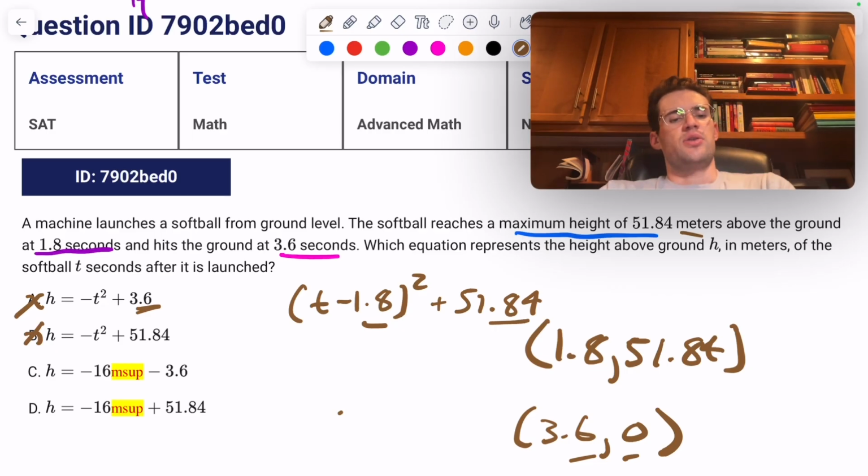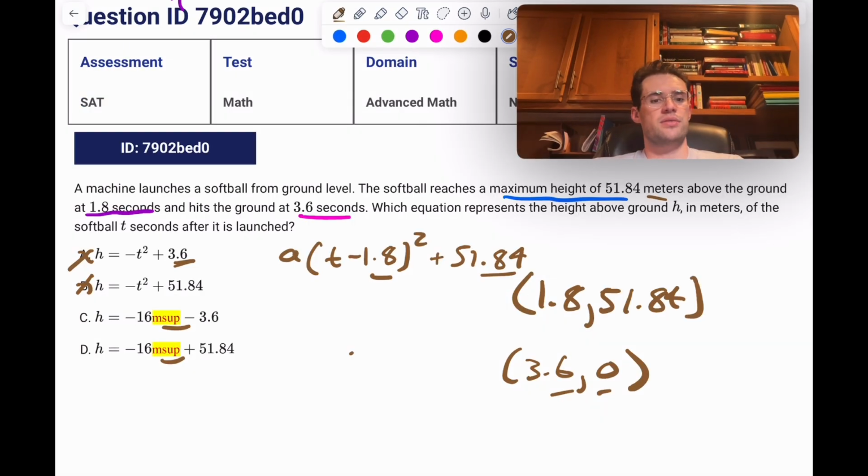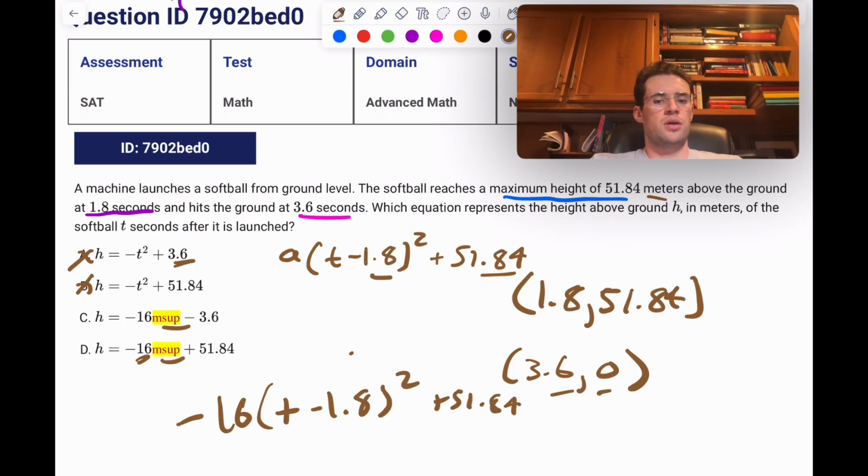What's annoying is that we don't have this m sub value, because I think that would make it a lot easier to do this one. Now, I didn't put the a there, so the a could be this negative 16. And potentially what this is going to be is negative 16 times t minus 1.8 squared plus the 51.84. So that makes me think it's going to be d.